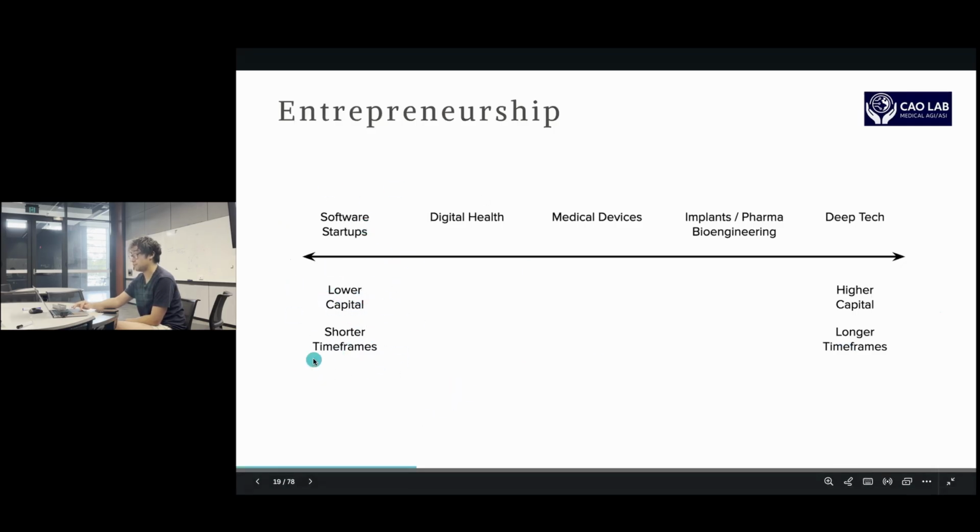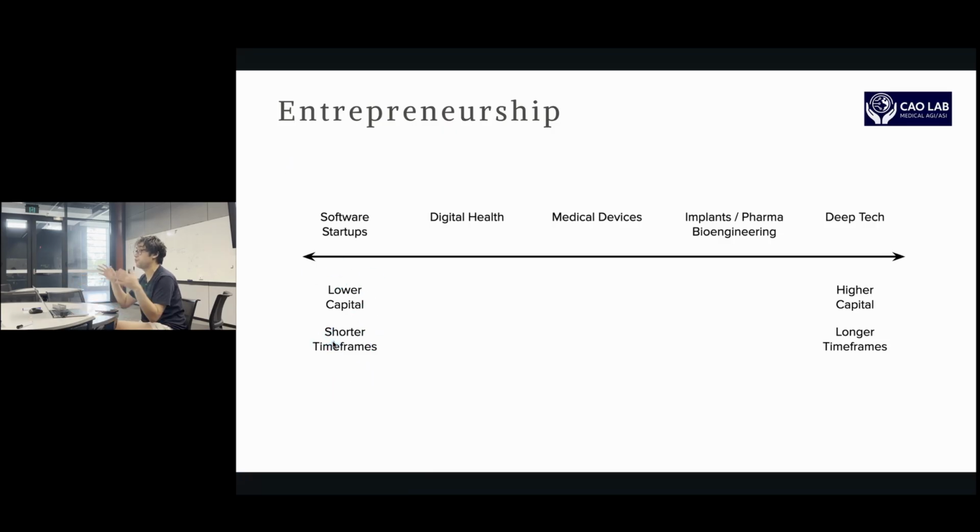Another thing that's useful to be aware of is that there are parts of medtech which are lower capital and shorter time frame. So it's just faster to do, right? For example, digital health startups usually take about 2 to 5 years before you can find success, right? Medical devices usually take around 7 to 10 years. And then implants, pharmaceuticals or bioengineering usually take around, I would say, 10 to 20 years.